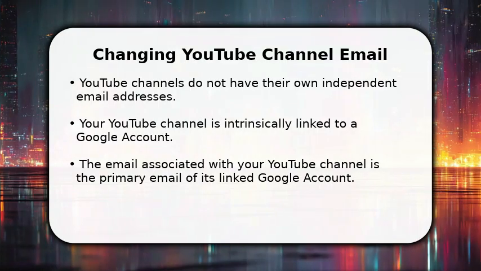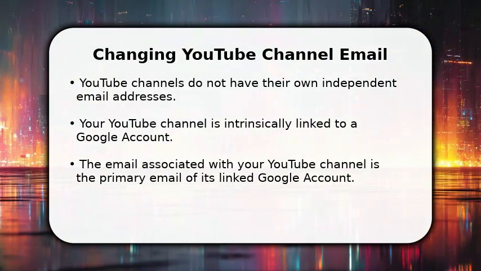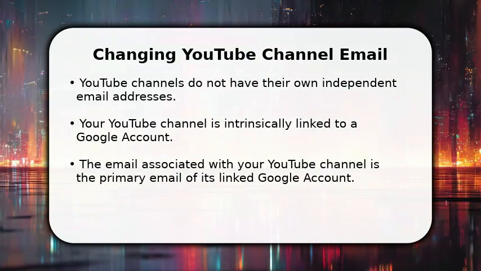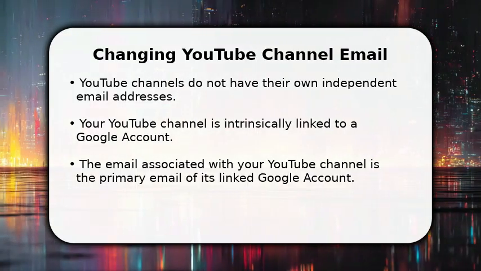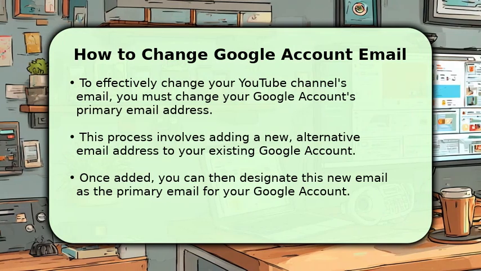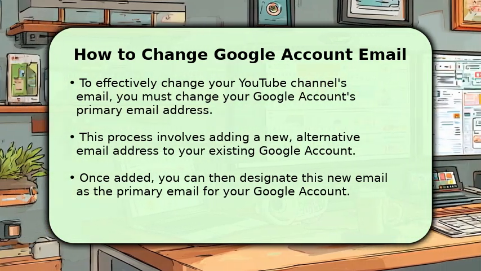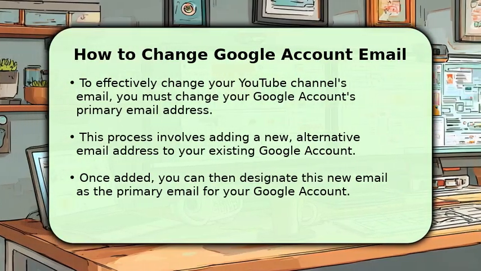Therefore, the email you see connected to your YouTube presence is simply the primary email address of that underlying Google account. There isn't a direct setting within YouTube to alter this. The change must occur at the Google account level. The only way to update the email linked to your YouTube channel is by changing the primary email address of its associated Google account. This is a multi-step process.